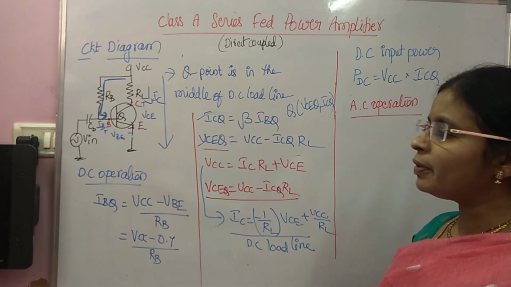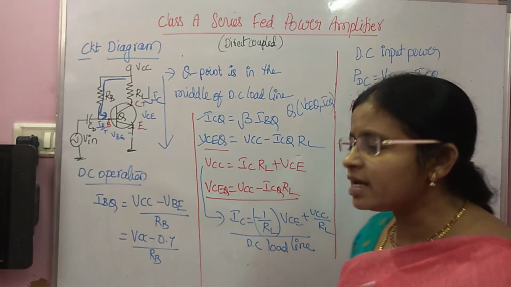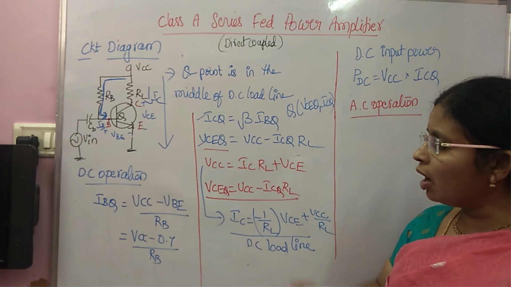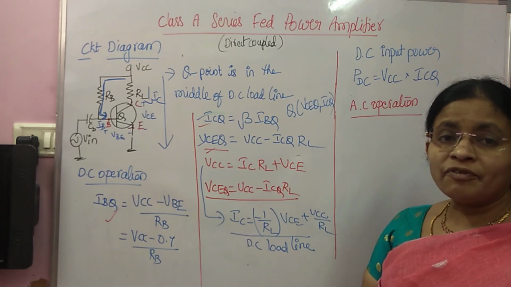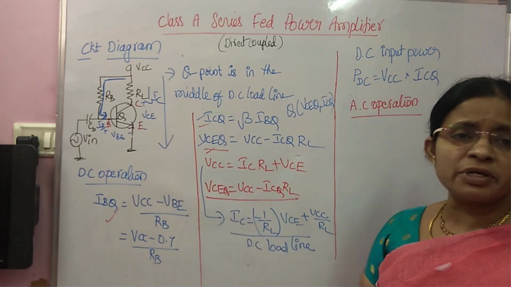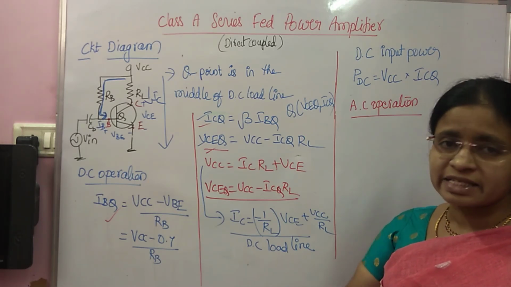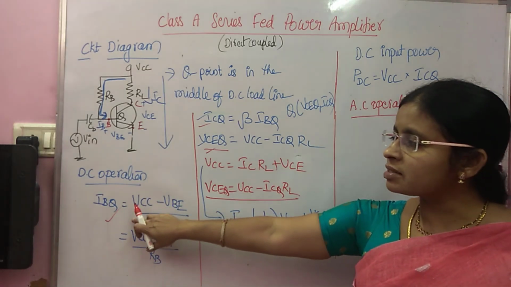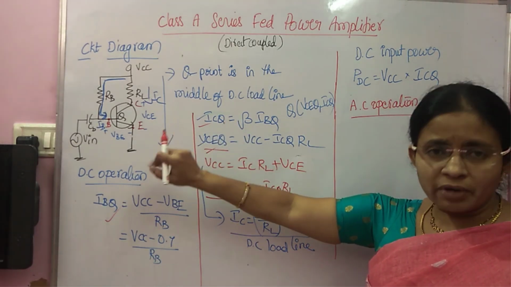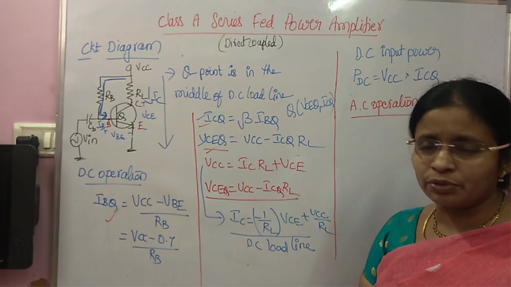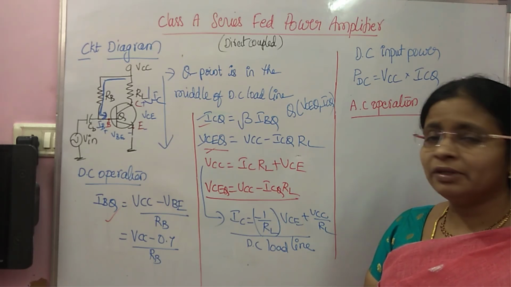AC operation starts with application of your input voltage. So when you apply an AC signal, what will happen? All these currents and voltages, IBQ, ICQ, VCEQ, vary exactly like your input signal, but with an average value of the DC values. Your IB varies like your input signal with an average value of IBQ. IC varies like your input signal with an average value of ICQ. VCE varies in the form of your input voltage with an average value of VCEQ.